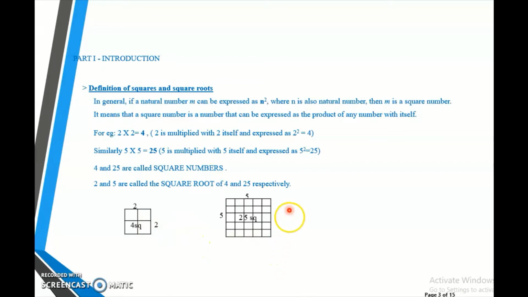Let us take another example. One side of the square is 5 and the other is again 5. So this is a square of side 5 by 5, or its area is 5 square, and when you multiply you get 25 squares. When you look at this figure, you find 25 squares. So 25 again is a square number. 2 is called the square root of 4, and here 5 is called the square root of 25.